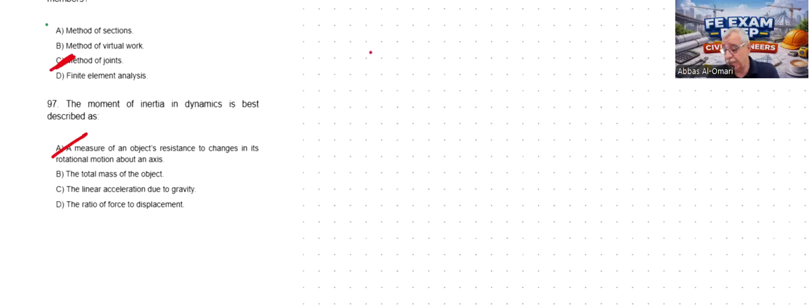The ratio of force to displacement. Force to displacement is not inertia. So if you are not sure, you can also eliminate B, C, and D by common engineering sense. So the correct answer is A. So the next question.